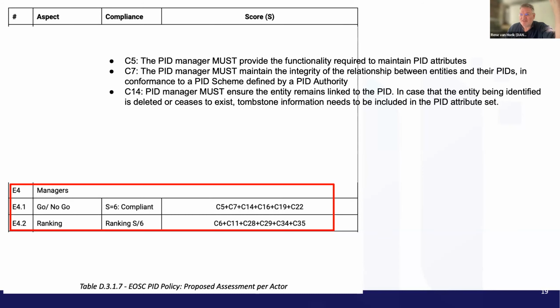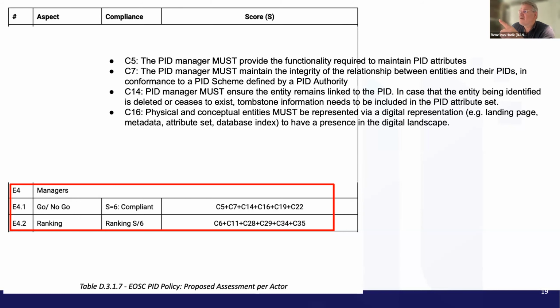Here we go with this. That was also something mentioned in the Slido. What happens if the link is broken? In case that the entity being identified is deleted or ceases to exist, a tombstone information needs to be included in the PID attribute set. Okay, it's good. We already met one of the remarks given by participants in this workshop, maybe more. This is criteria number 16. Physical and conceptual entities must be represented via a digital representation, for instance, a landing page, metadata, attribute set, database index, to have a presence in the digital landscape.